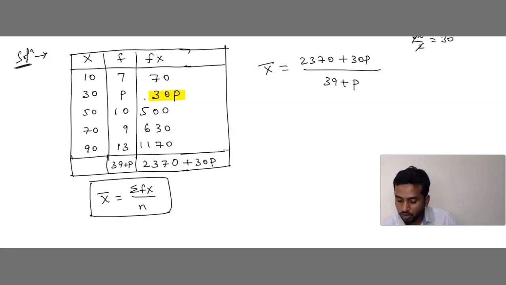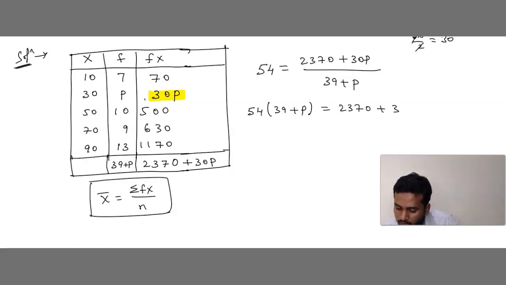Now, in this problem, he has given x bar. What is the value of x bar? He has given the mean. The mean he has given as 54, right? Yes, substitute here. Shall we cross multiply? Yes, that's nothing but 54 into 39 plus p is equal to 2370 plus 30p. Now multiply.